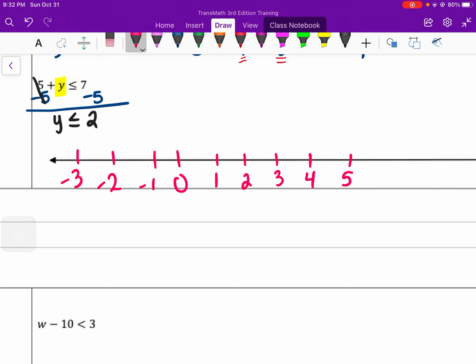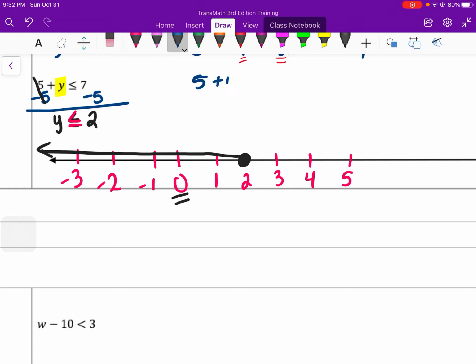This time our solution set does include 2 because it's less than or equal to. So I would put a closed circle, or fill that circle in, at 2. And then all my answers are less than 2. So any number to the left of 2 would make this inequality true. For example, y equals 0 could be a solution.